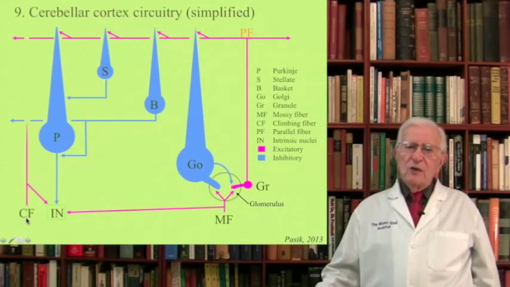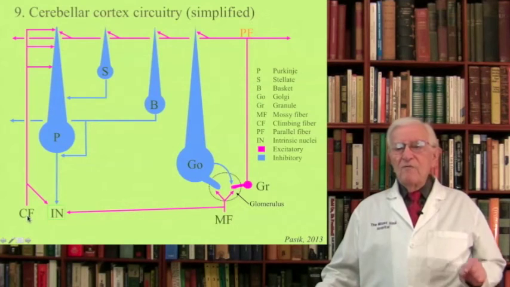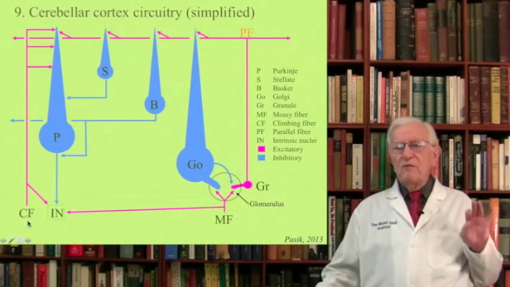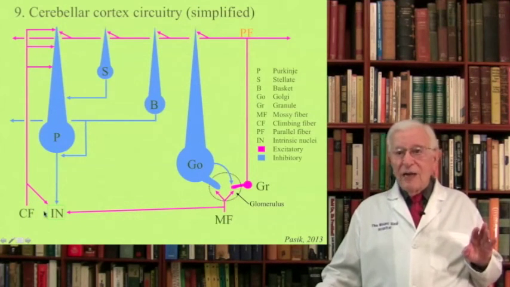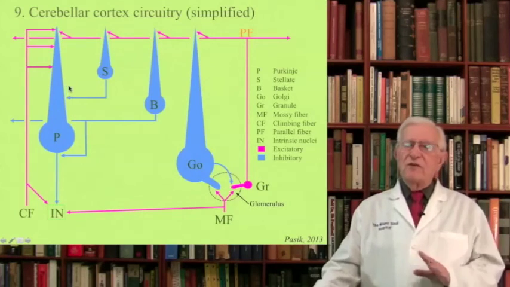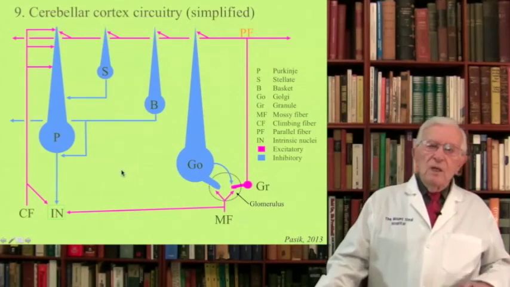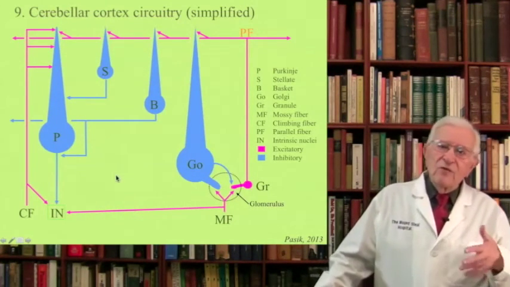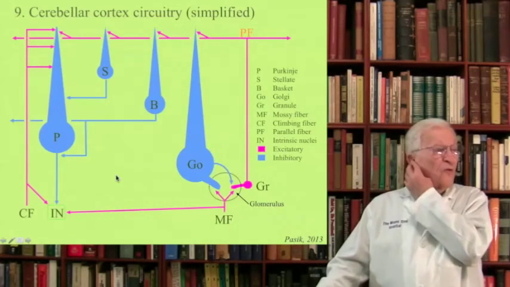Now, finally, you have the climbing fiber. The climbing fiber comes exclusively from the inferior olive. It leaves collaterals in the intrinsic nuclei, the usual, and then climbs the dendritic tree of the Purkinje cell and blasts it with excitation. So you have here a lot of gadgetry, all right, in terms of circuits.